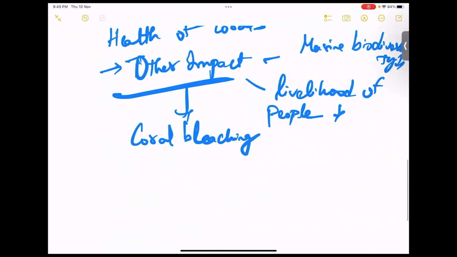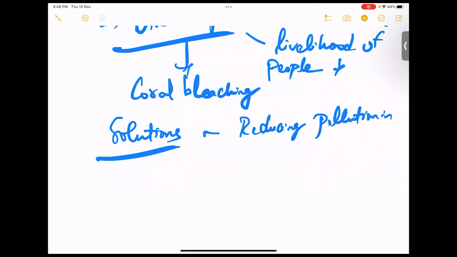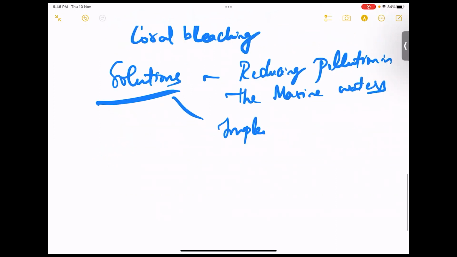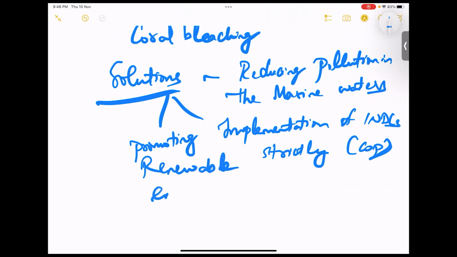Okay, other impact. And in the solutions, you can write reducing pollution in the marine waters, implementation of INDCs strictly as per COP conferences, promoting renewable energy. So these are some of the measures, and then conclude.